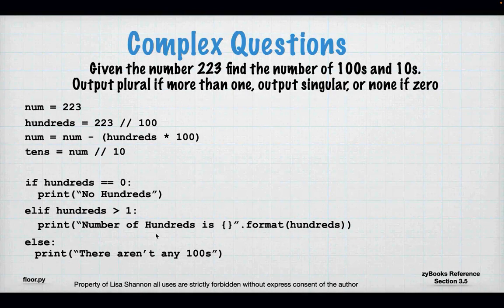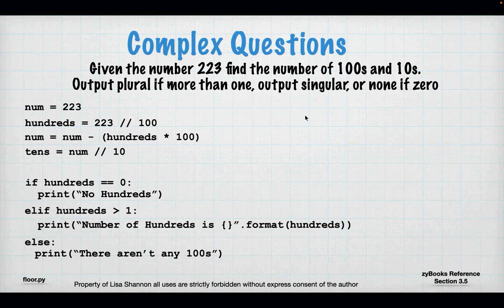So this is floor.py, and why are we doing floor.py? We are doing floor.py because you have to use it in one of your labs this week. We mention floor in module 1, but then we don't talk anymore about it. And then in one of the labs this week, you have to use it. So this is just a small example that's similar to the lab, and it says, given the number 223, find how many 100s and how many 10s there are. Output a plural if more than one, output singular or none if 0.